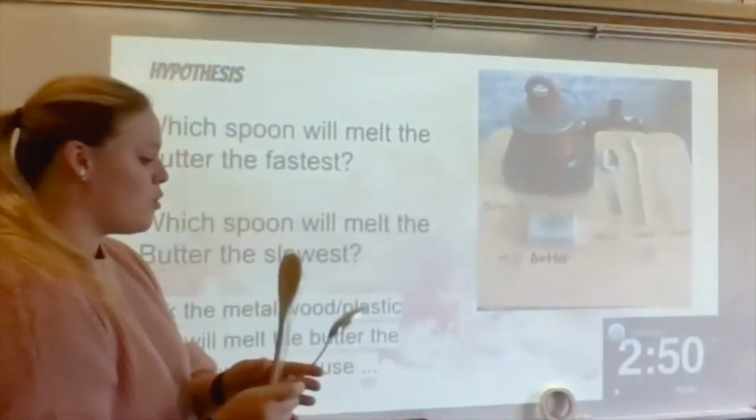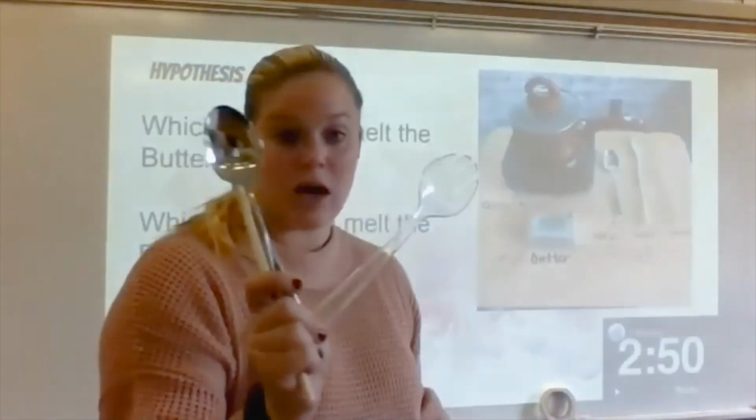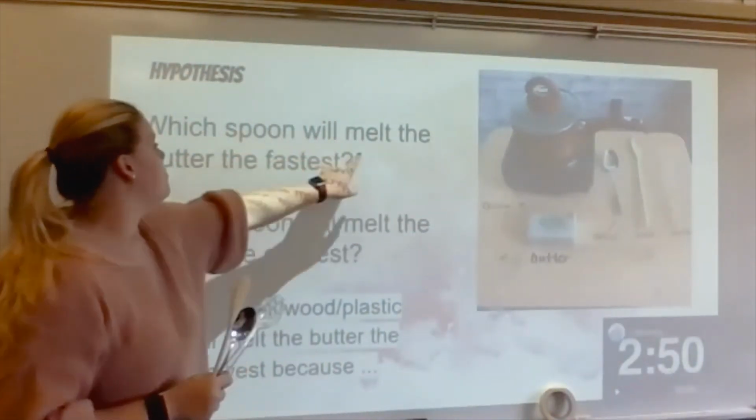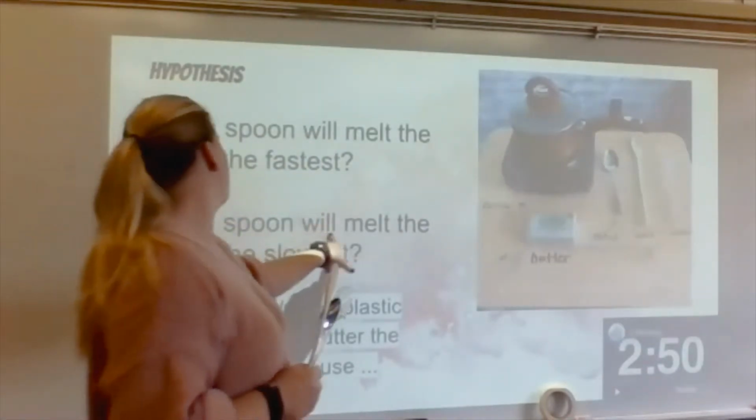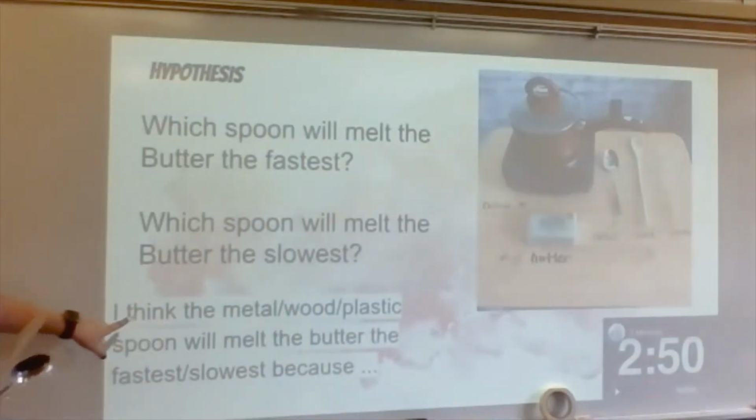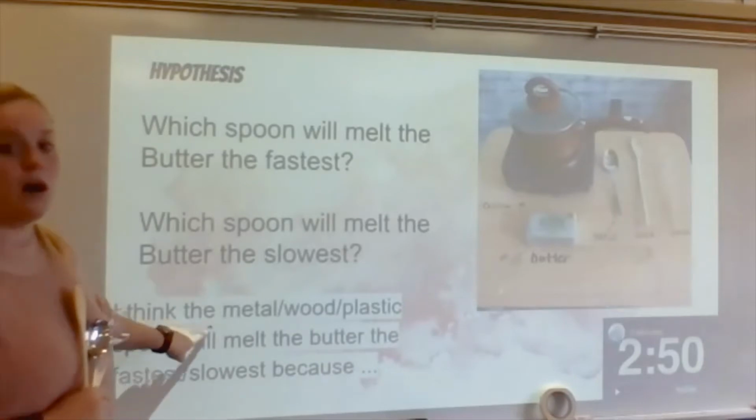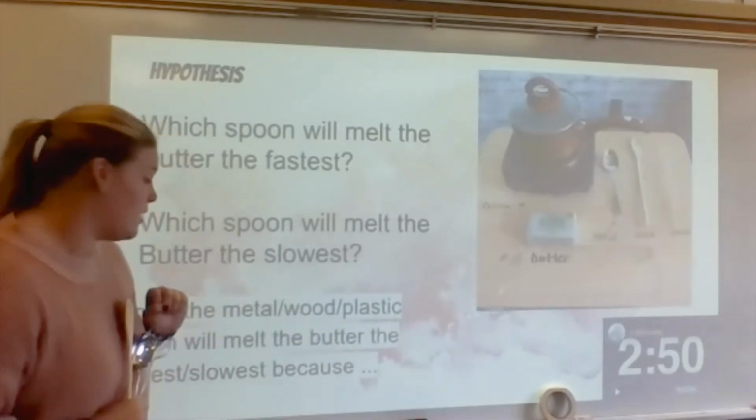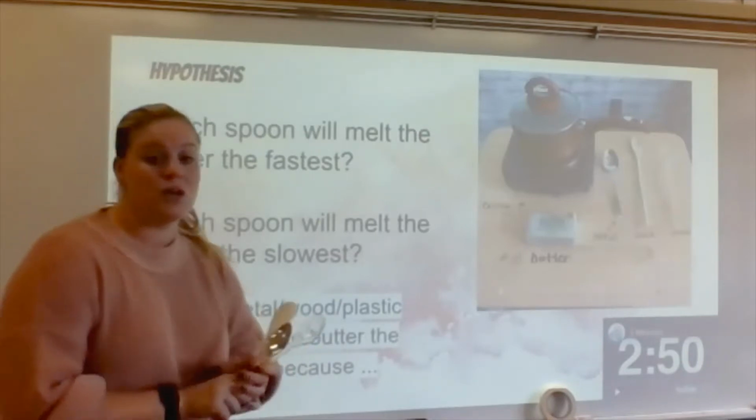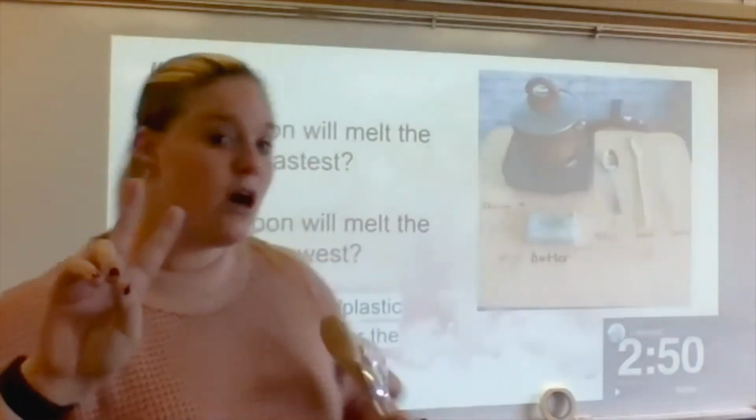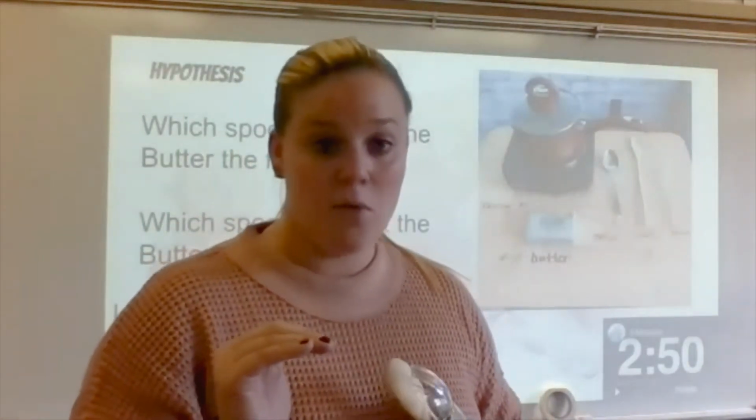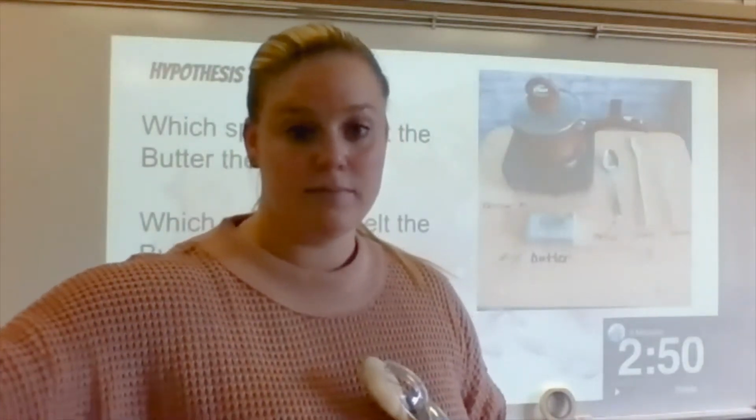We are going to be putting some of this butter on the top of our spoons, and we are going to see which one melts the fastest. We are going to see which spoon will melt the butter the fastest and which spoon will melt the butter the slowest. Your hypothesis, which Miss Mevin helped you with down here, needs to be exactly as follows: I think the metal, wood, or plastic spoon, whichever one you think, will melt the butter the fastest and the slowest. You need to have two hypothesis statements followed by because. So at this time, please stop this video and go do your hypothesis.